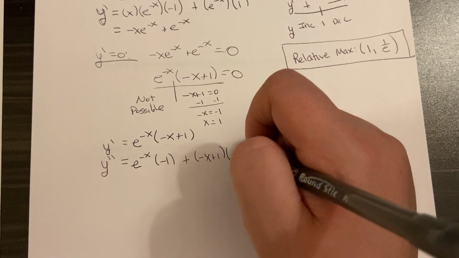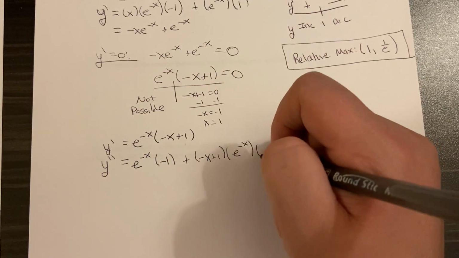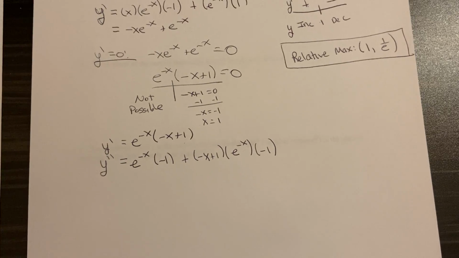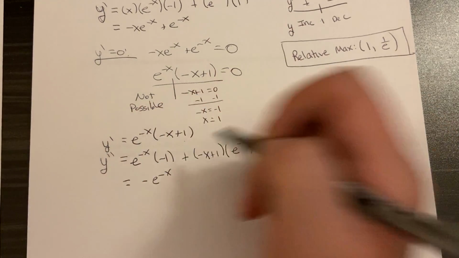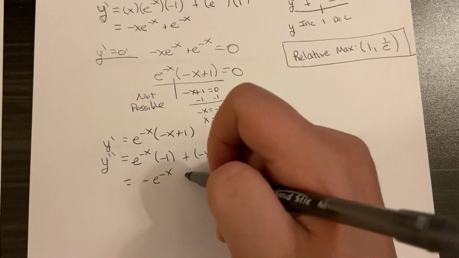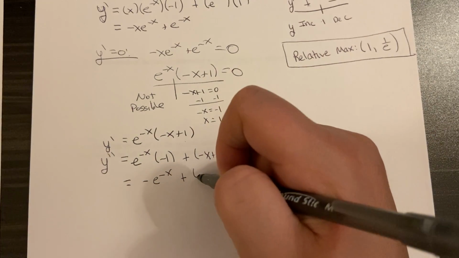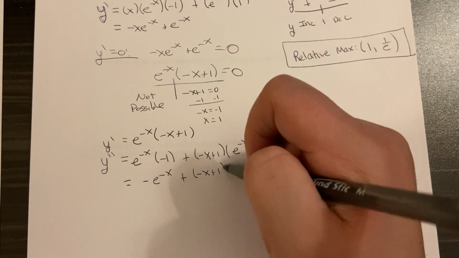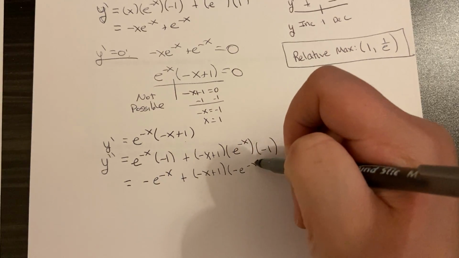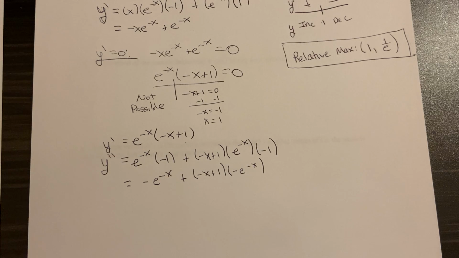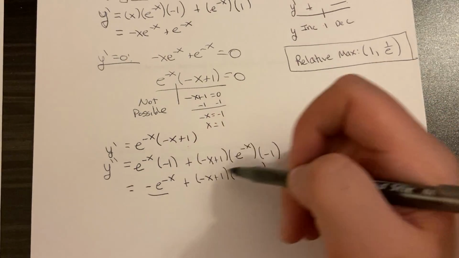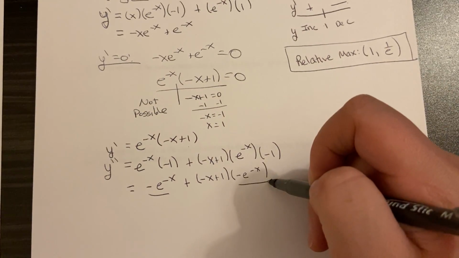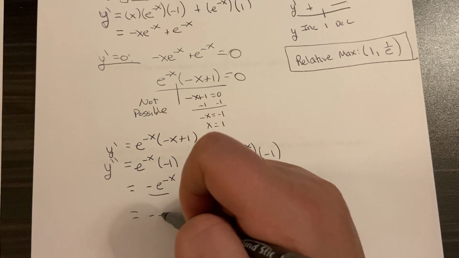Derivative of that would be e to the negative x times the derivative of that negative x function, which is just a -1. So I end up getting negative e to the negative x plus negative x plus 1 times negative e to the negative x. And then what I did is they both have a negative e to the negative x. So I factored that out.